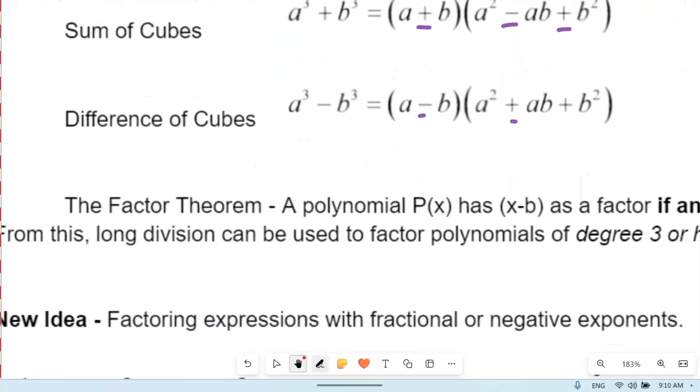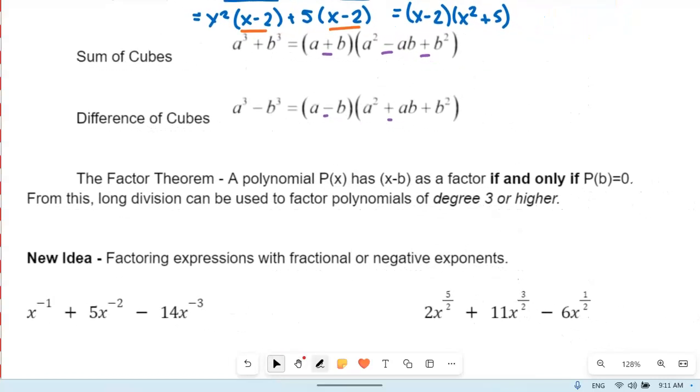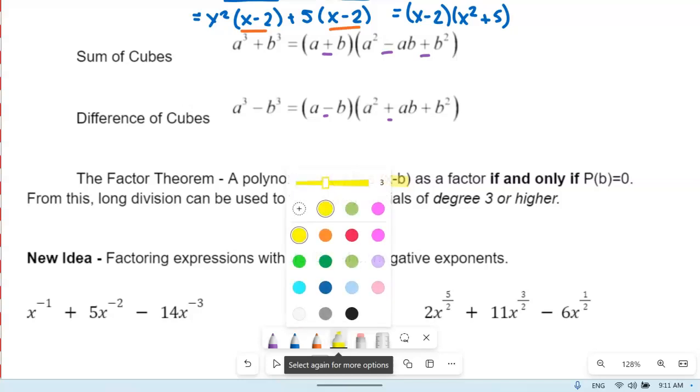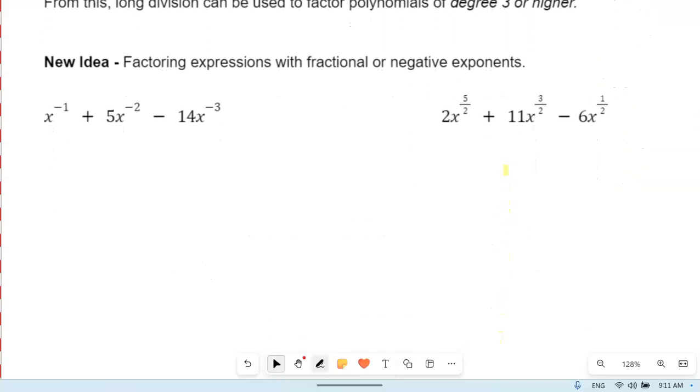Okay. Then we also talked about the factor theorem, which just stated that a polynomial has x minus b as a factor if and only if the function at b is equal to 0. So that means that it has a root at b. And after that, you use long division to continue to factor that expression. Okay, so new for us now are these two ideas, factoring expressions with fractional or negative exponents.